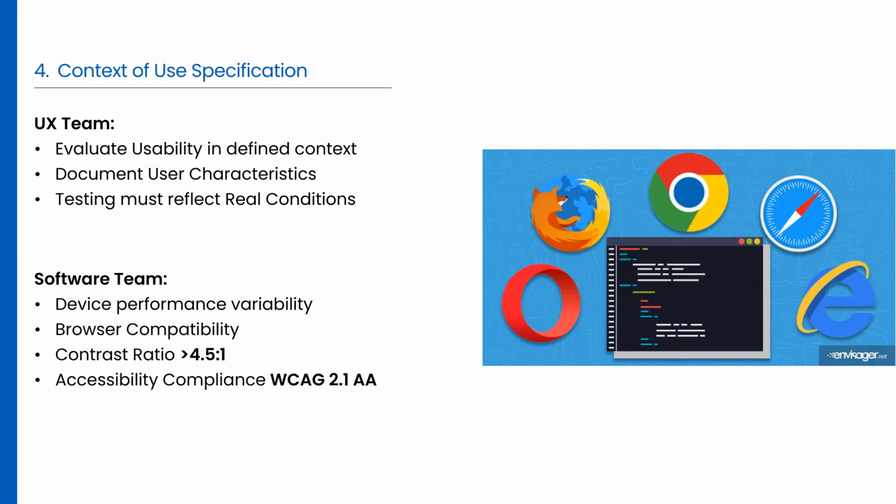The software team must account for variations in device performance and ensure compatibility across different browsers and platforms. Accessibility must be strictly maintained, and the system must comply with WCAG 2.1 AA standards, including a minimum contrast ratio of 4.5:1 and full keyboard operability.